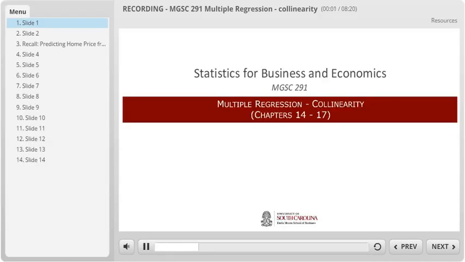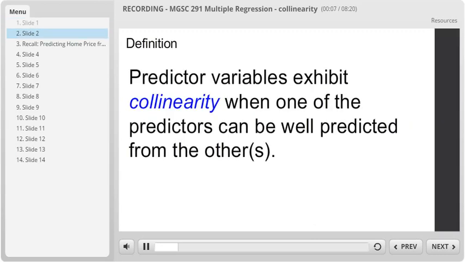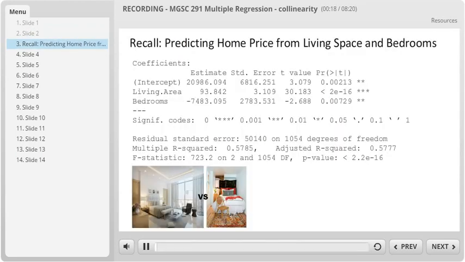This lesson covers the topic of collinearity between predictors in a multiple regression model. Let's begin with a definition. We say two or more predictor variables exhibit collinearity when one of the predictors can be well predicted from the others. Let's step back to our home sales price example, where we fit a model to predict the sales price of a home in Saratoga Springs, New York, based on its square footage of living space and number of bedrooms.